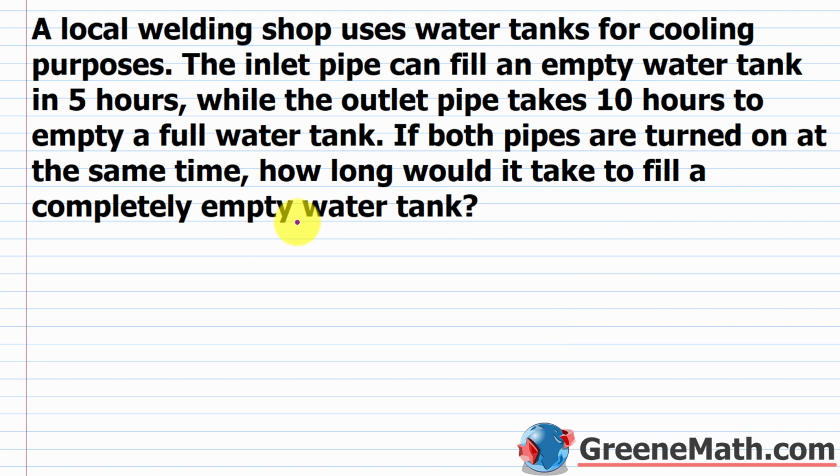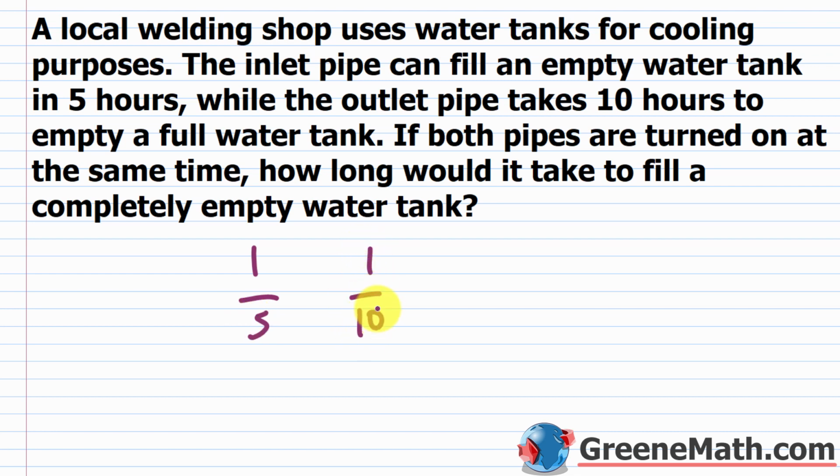So this one might give you a little bit of trouble, but you just need to realize that you have 2 competing forces. So if you had an empty water tank, then this inlet pipe could fill it in 5 hours. So in other words, in 1 hour, it's done 1/5 of that job. Then for the outlet pipe, if you had a completely full water tank, it can empty it in 10 hours. So in 1 hour, it's done 1/10 of that job.